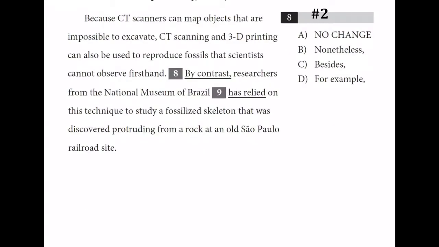Number 8, we're talking about CT scanners and how they can map objects that are really hard to get to, that you might damage by digging them up. And then they give an example of specific researchers that used this technology and how they did it to study a fossilized skeleton. So the transition here should be, for example. That tells you that an example will follow, an example of what they were just talking about, the CT scanners mapping objects.